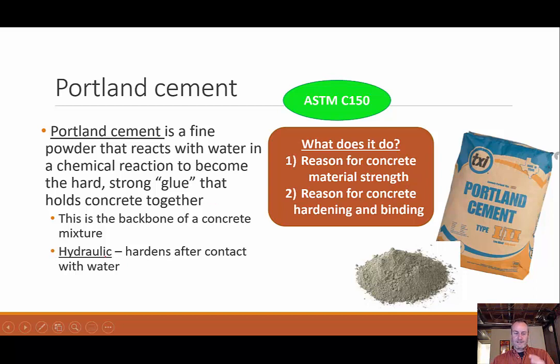and it is hydraulic. And hydraulic means that as soon as it comes in contact with water, that's when the chemical reaction occurs. Because it's a chemical reaction, it can actually take place underwater. It's not a drying out, it's actually all chemical reactions, so important to remember.